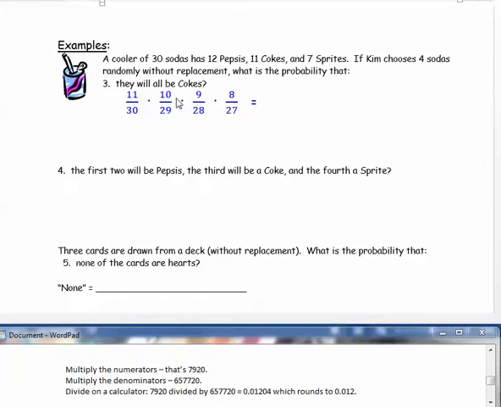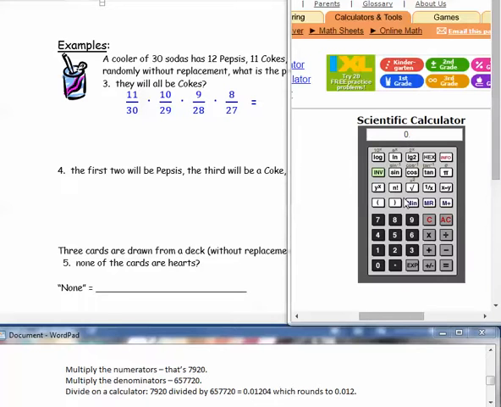Multiply the numerators, 11 times 10 times 9 times 8, that's 7920. And then multiply the denominators, 30 times 29 times 28 times 27. That's 657,720.